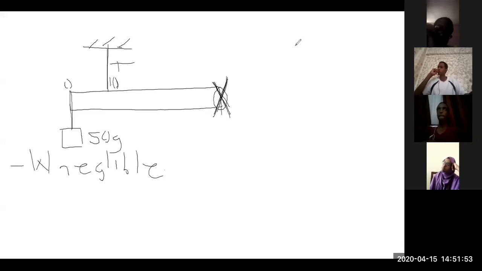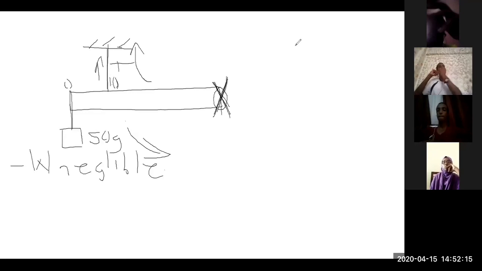Now, if only the load of 50 grams was acting on it, we expect the bar to move in anti-clockwise direction. And if you assume there is no weight and only the tension is acting on this bar, which is acting upward, we expect the bar to move in clockwise direction because the bar will move up. And so from there, we know that clockwise moment is equal to anti-clockwise moment.